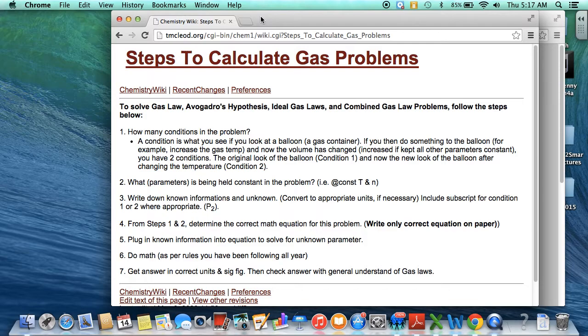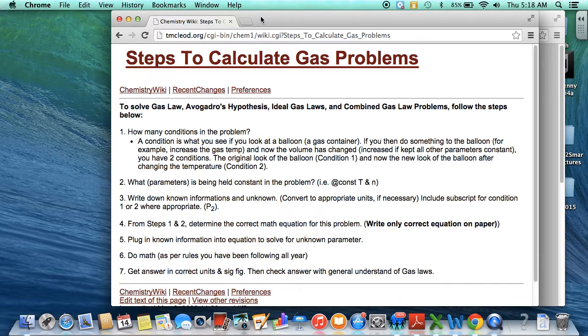If you have a two condition problem, there's actually another question you ask yourself. What is being held constant in the question? And a lot of times you know it because they don't tell you anything about that parameter or variable. So then once you have that piece of information, you know it's being held constant, and then you know what's varying. In the three gas laws and Avogadro's hypothesis, there's always two variables or parameters being held constant and two that are varying.